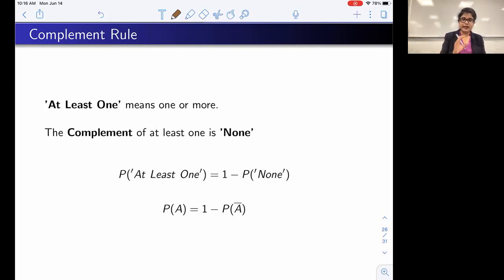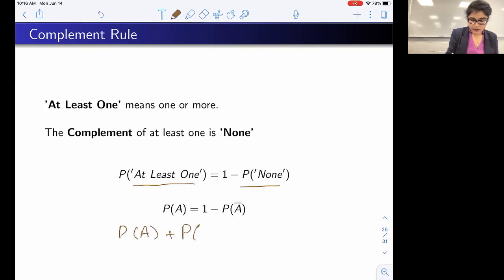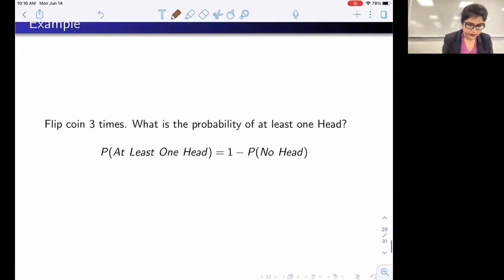So the complement of at least one: since at least one starts from one, its complement has nothing in it. So this is how you will write it down. The probability of finding at least one is equal to 1 minus the probability of finding none. It's just like we used last time, if you remember: probability of A plus probability of A complement is equal to 1. Here we are going to use the same rule. The probability of at least one, its complement is that it has nothing in it. If you add them together, this gives you 1. This is what we are going to use here.